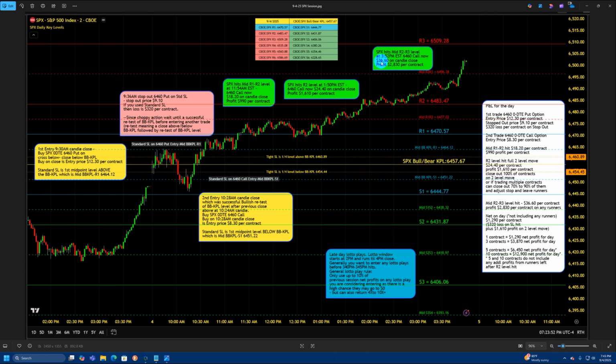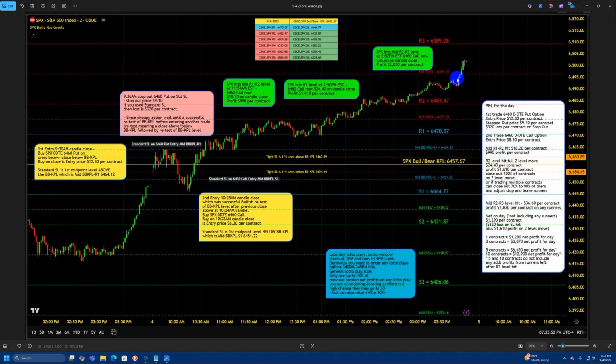But in this case, if you did leave the runners at 3:52 p.m., it did hit this level here. You would close out the runners here, and at that point, this 64.60 call option was $36.60 on candle close, and that's a profit of $2,830 per contract.